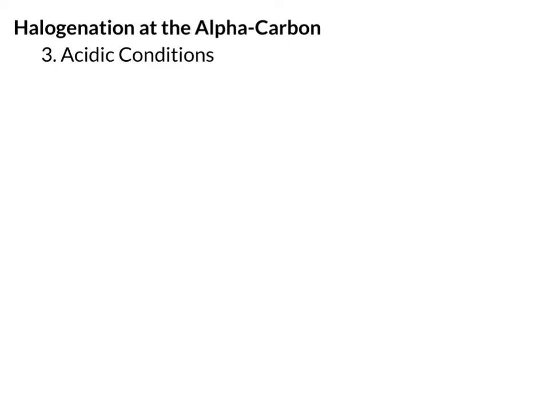We're going to discuss one other variation of the alpha halogenation. The difference now is instead of using a base to form the enolate, we're going to use acidic conditions. And what that means is instead of an enolate, we're going to have an enol intermediate.